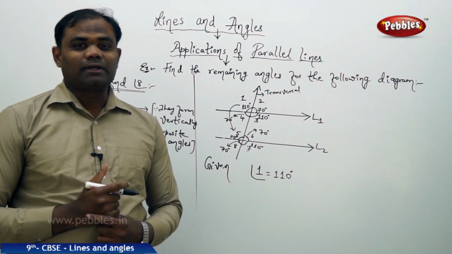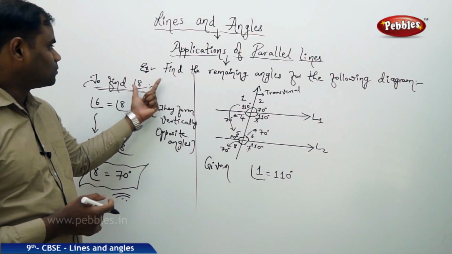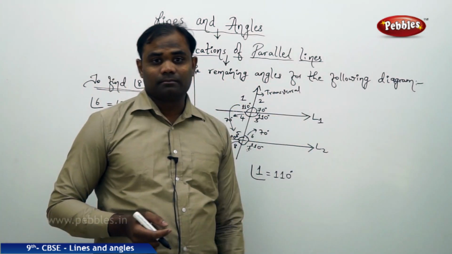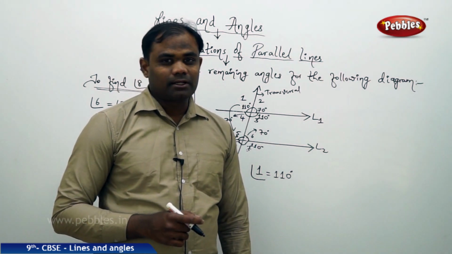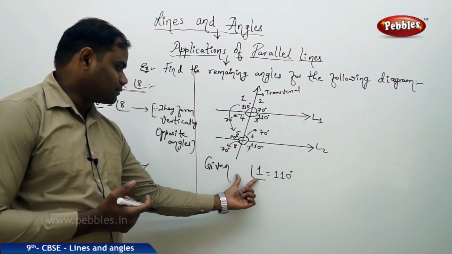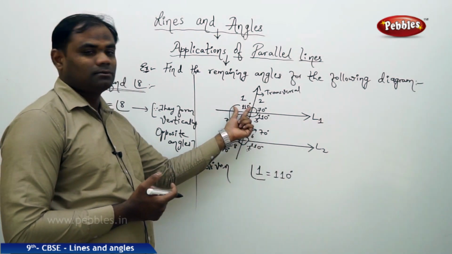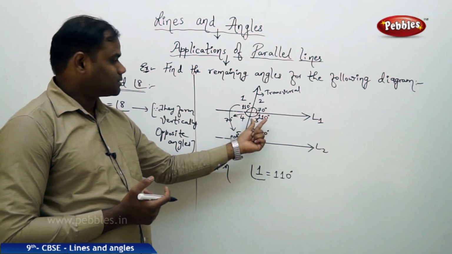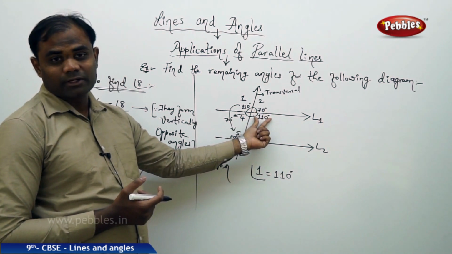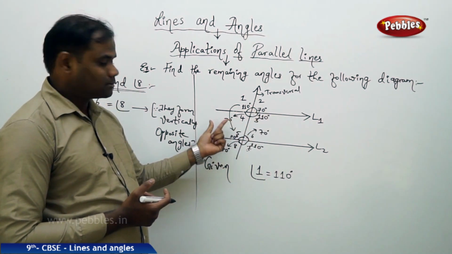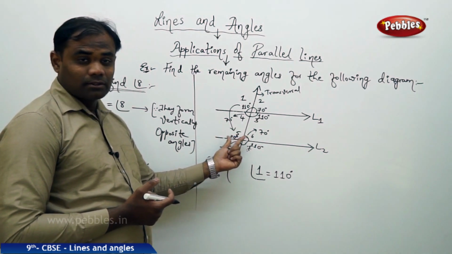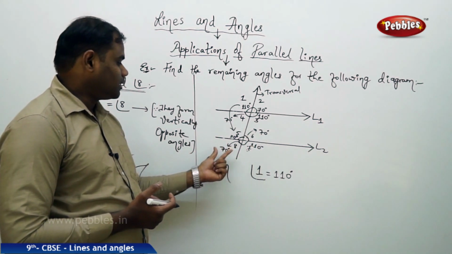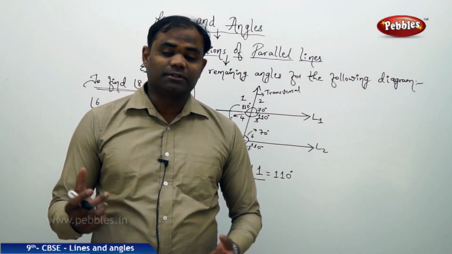Therefore, I have each of the angles which I can find through the given question, which says find the remaining angles for the diagram given here. This diagram has only one angle given, that is angle 1 is 110. Now I have all the remaining angles: angle 2 is found to be 70 degrees, angle 3 is 110 degrees, angle 4 is 70, angle 5 is 110, angle 6 is 70, angle 7 is 110, angle 8 is finally 70 degrees.